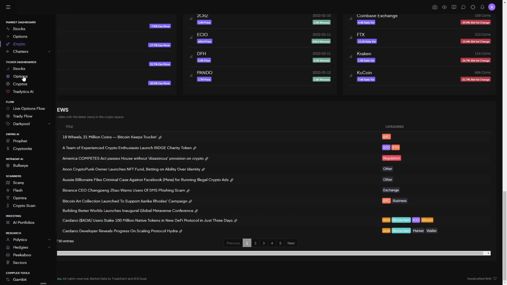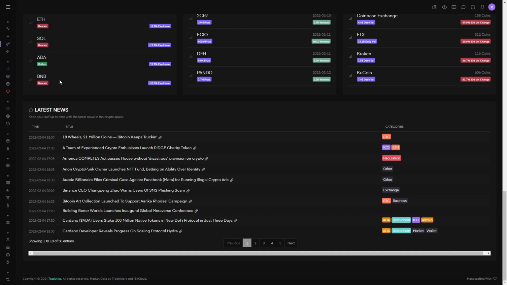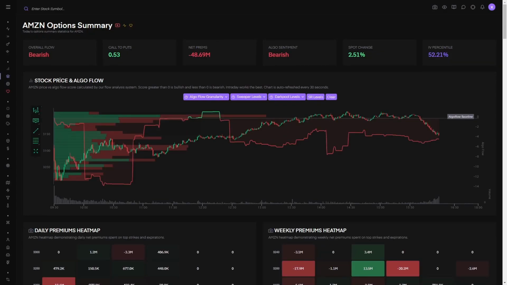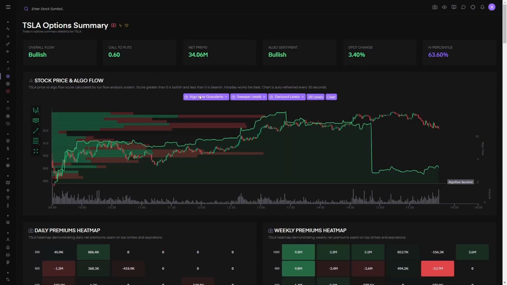So I go to the options section right here. This is where you're going to be able to see the AI information for tons of different tickers. What you'll do is enter the ticker up here, and it will then pull up. We were just on Amazon, switched to Tesla. Let's go to the queues.